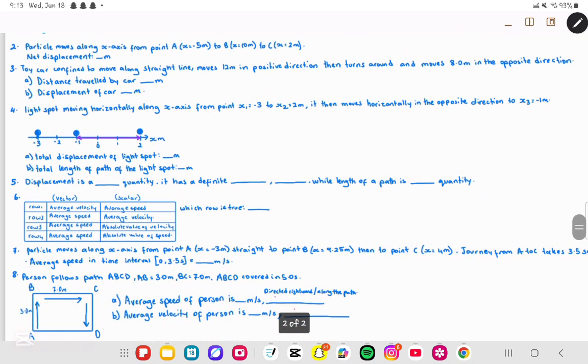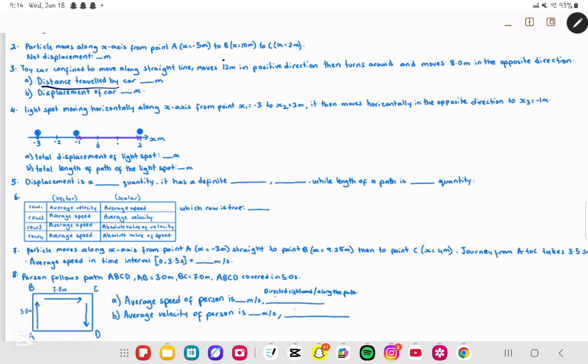It says, a toy car is confined to move along a straight line. It moves 12 meters, so this is delta x, or the displacement, in the positive direction. Then it turns around and moves 8 more meters. So let's say first it moves 12 meters, then it moves 8 meters in the opposite direction. They want to find the distance traveled by the car.